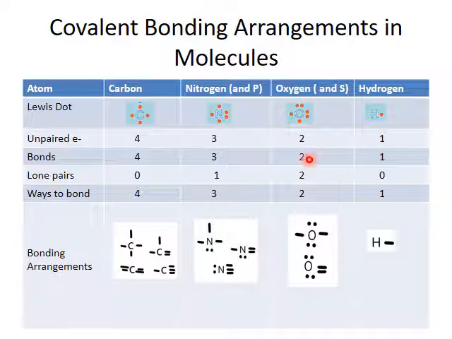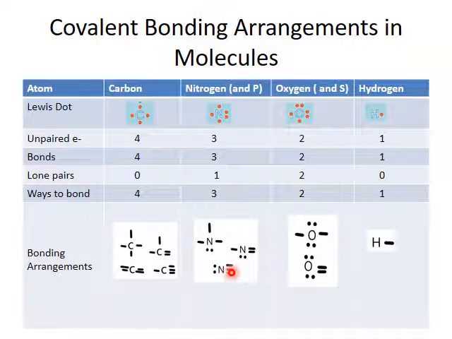Oxygen has 2 bonds and it has 2 ways it can bond: 2 single bonds or 1 double bond. And hydrogen has 1 bond and 1 way to bond. So whenever you see carbon, make sure it has 4 bonds. And the carbon cannot have a quadruple bond. It's got to be one of these 4 combinations.